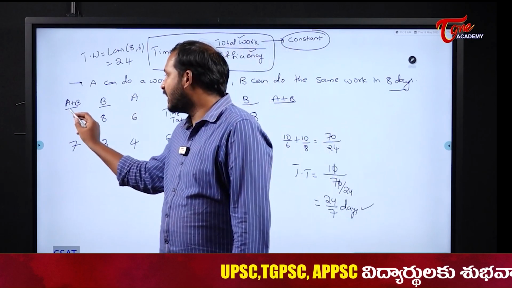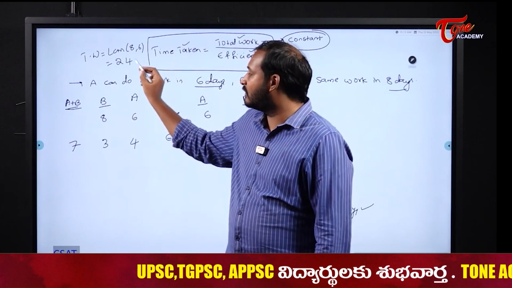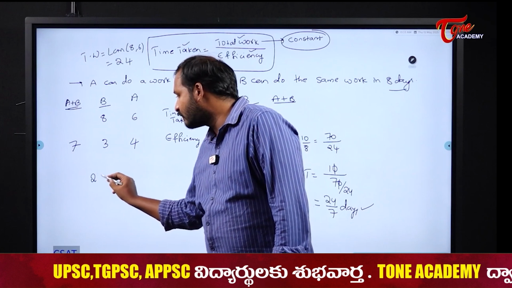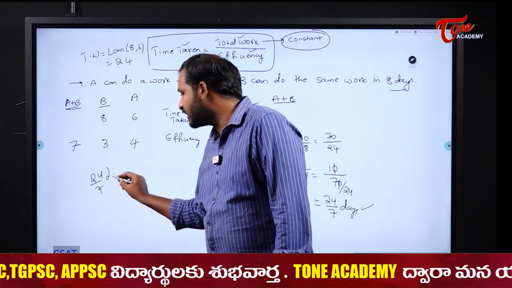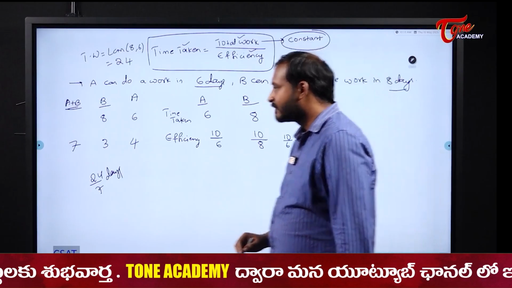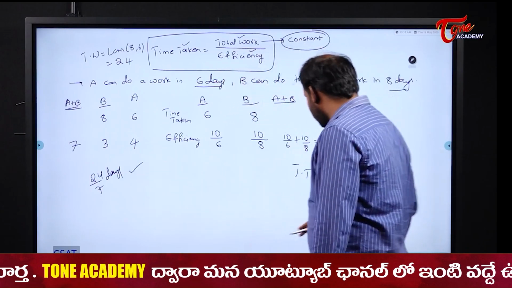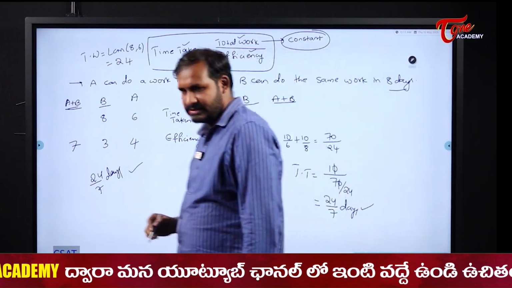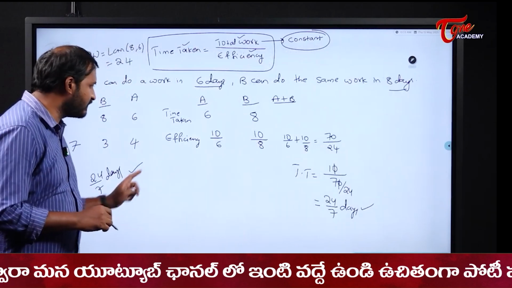And what is the time taken by A and B together? Total work by efficiency. That is 24 by 7 days. That means A and B together can do the work in 24 by 7 days. Here you got the same answer. What is the difference between this method and the earlier one?